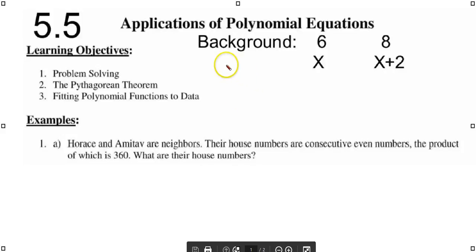Now, a little background on our last section of Module 5. This was actually included in the old Module 2, but they wanted to give you a little more background before they laid this on you, in a sense. So these will be word problems. We'll also look over the Pythagorean Theorem, and then fitting polynomial functions to data as we go down. But a little background on example 1 here.